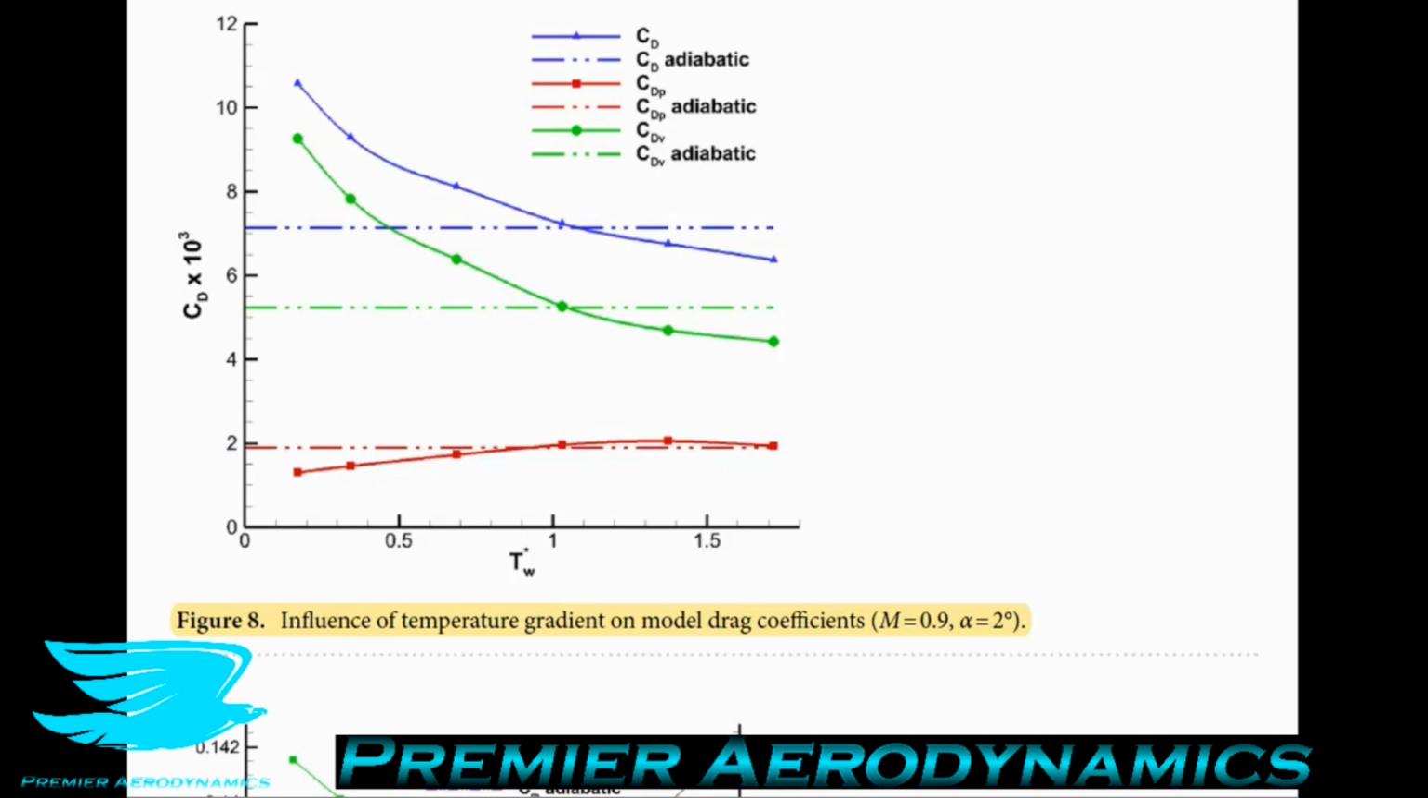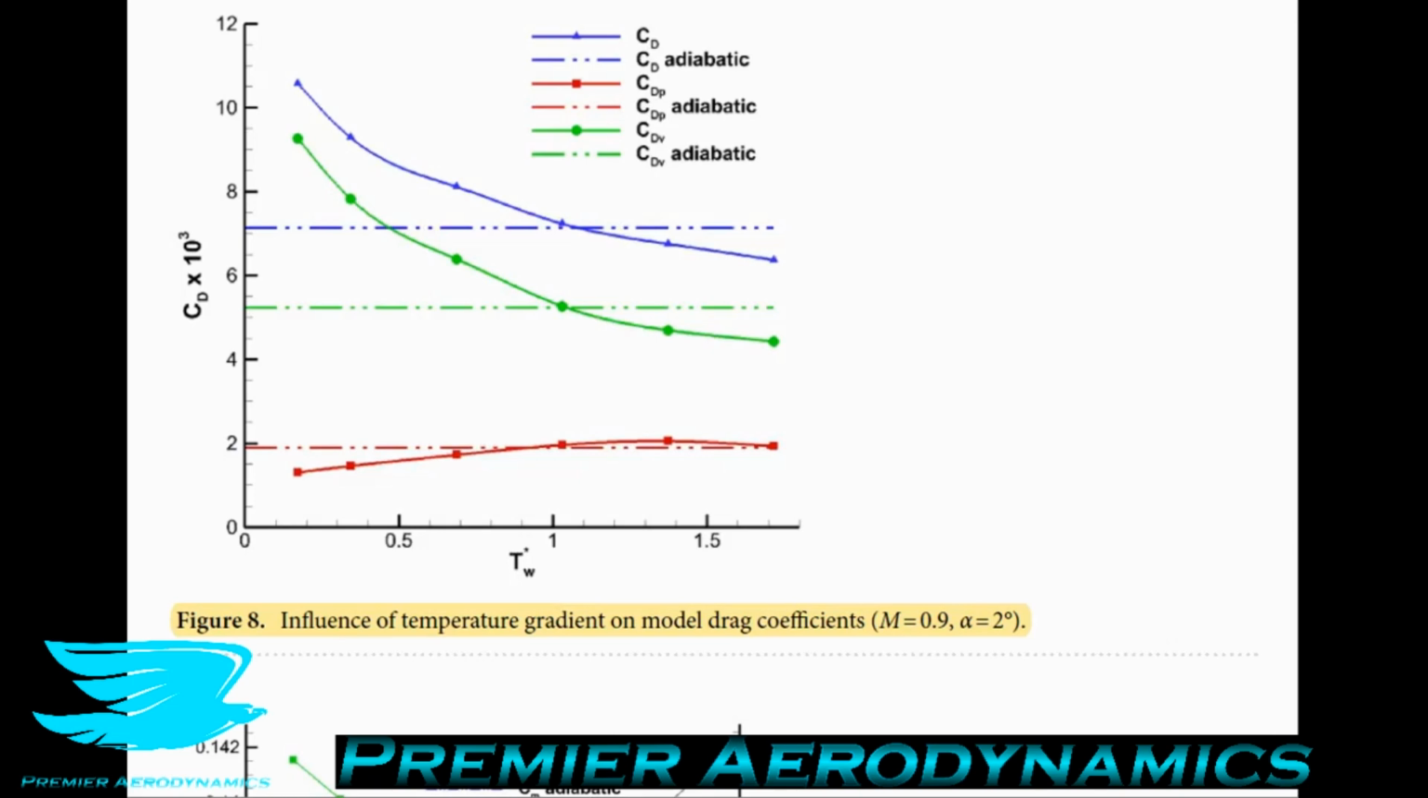They say that figure 8 shows the model drag coefficient variation with the model surface temperature gradients. Here, the pressure drag coefficient and viscous drag coefficients are shown. When the wall temperature increases from the adiabatic temperature of 291 Kelvin to 500 Kelvin, the friction drag decreases by approximately 9.6% and shows good drag reduction effect. Now, that's not a huge amount when you think about it.